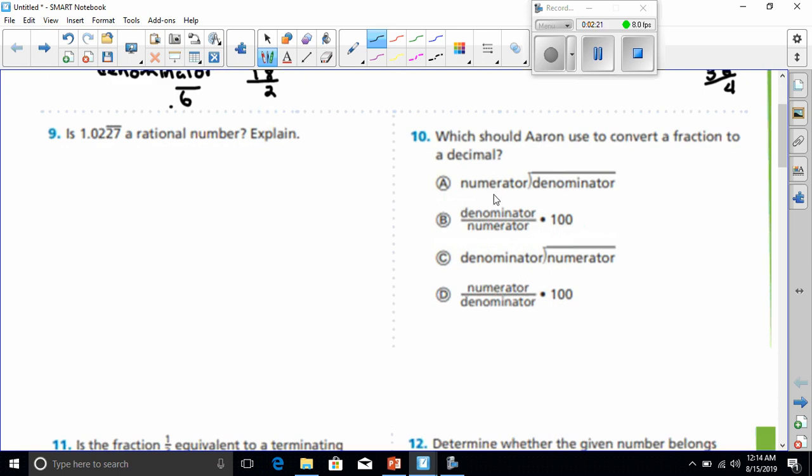This one says denominator divided by the numerator. That's not right. Denominator divided by the numerator times 100. That's not right. Numerator divided by the denominator. That is absolutely right. And numerator divided by denominator times 100. No. So C would be the correct answer on that one.